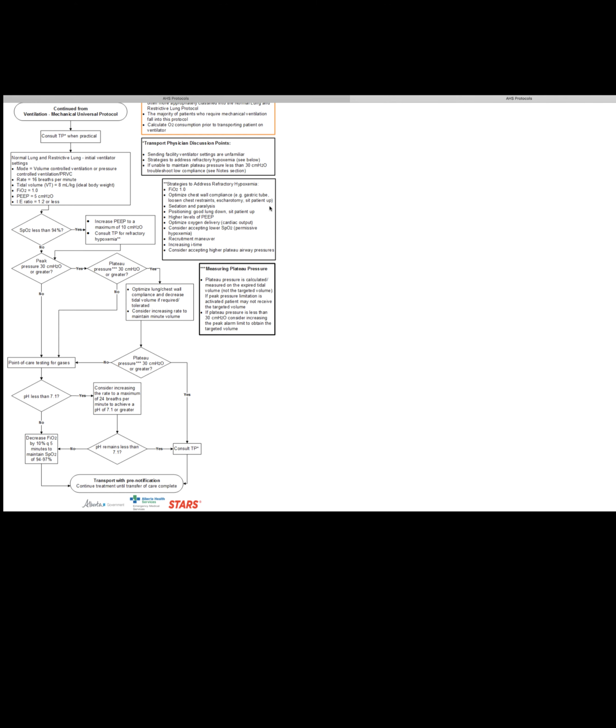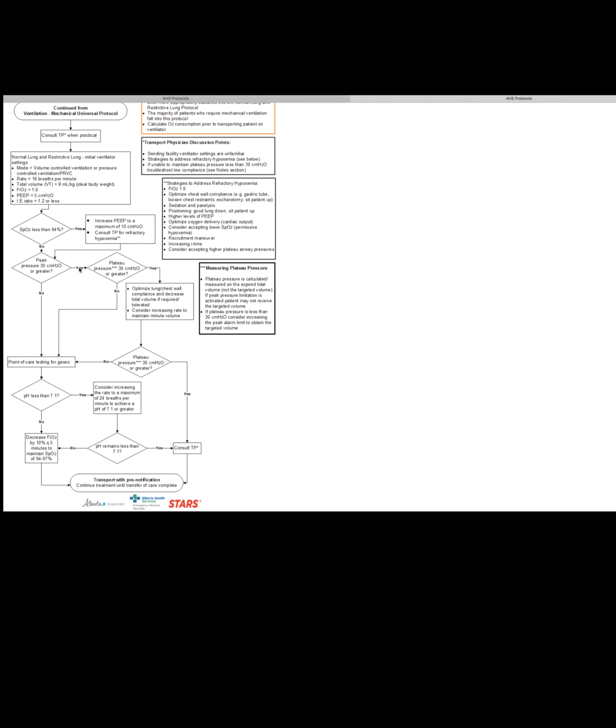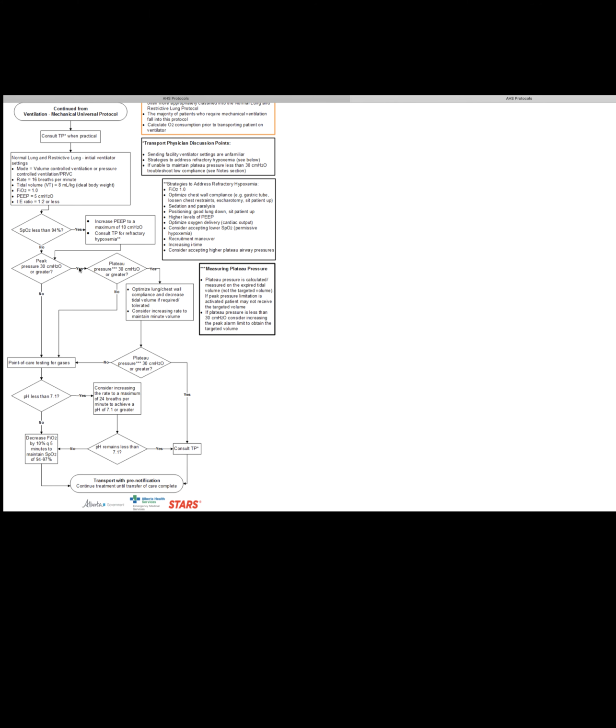So moving back, we've talked about what to do if the peak pressure is greater than 30. Now if the plateau pressure is greater than 30, optimizing compliance and potentially decreasing the targeted volume if the patient's able to tolerate it from a SATs perspective. Then obviously we move down to get a blood gas, and if the pH is less than 7.1, we say consider increasing the respiratory rate. Gavin, this conversation about acidosis keeps coming up, and it's a concern a lot of crews have: when the pH starts getting down to 7.1, what do I do?